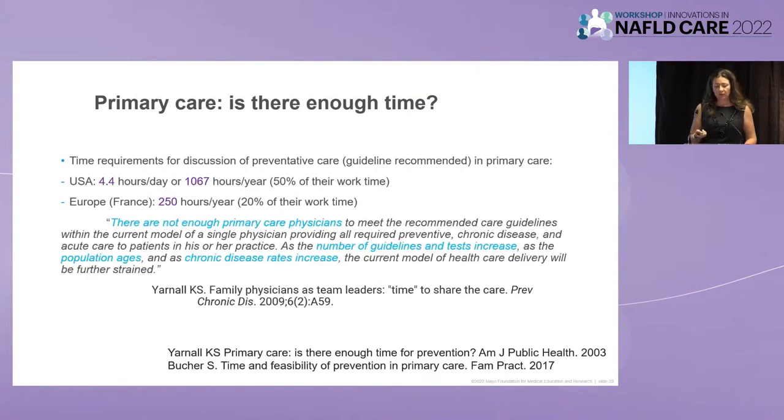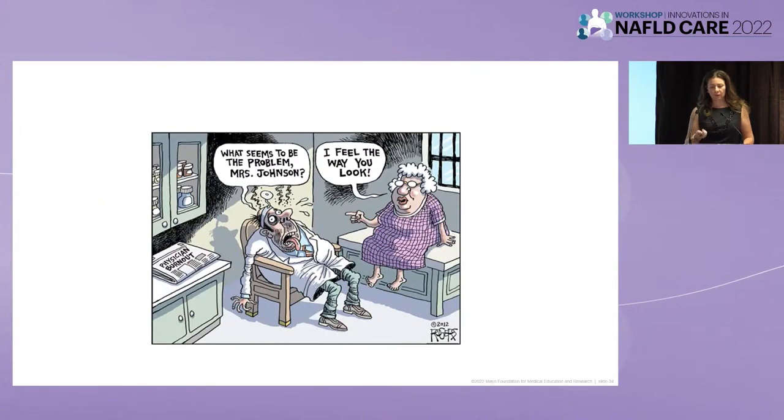So a quote from one of the papers is that there are not enough primary care physicians. As the number of guidelines and tests increase, the population ages, and chronic disease rates increase, healthcare delivery will be further strained. We need to keep this in mind as we move forward, because otherwise patients are going to diagnose us.